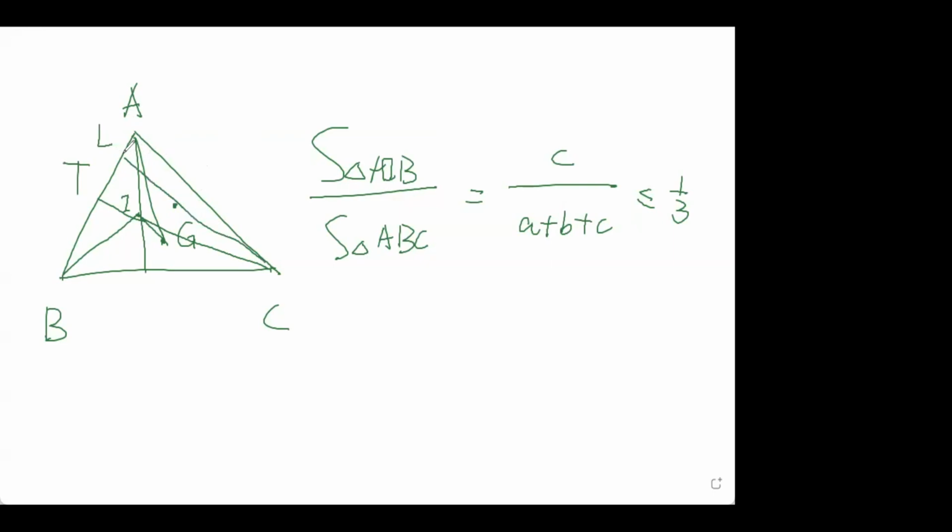Then we know that AT is bigger than AL, right? And we also know AL equals BL because G is the centroid. So AT over BT just equals B over A, which is smaller than or equal to 1. So AT is smaller than 1/2 of AB, which is equal to AL. And that's a contradiction. So G doesn't lie in the triangle AIC as well.